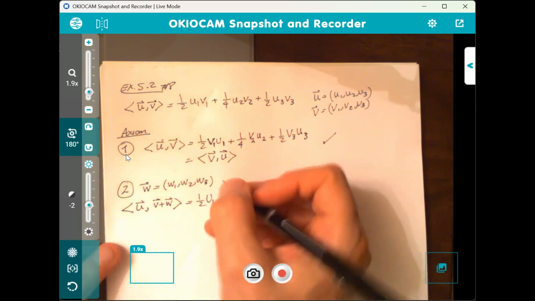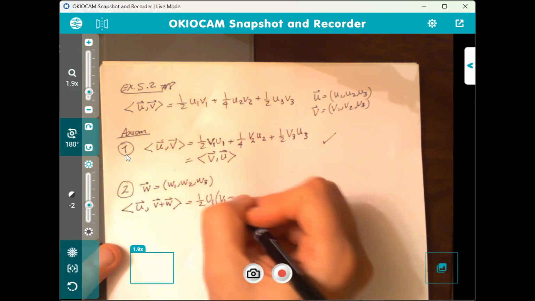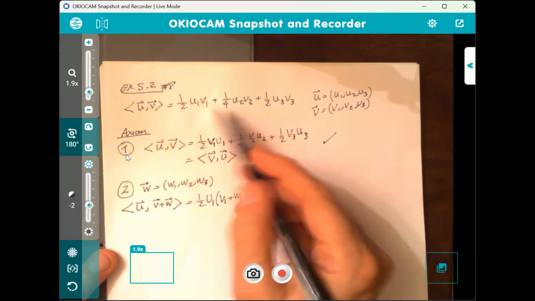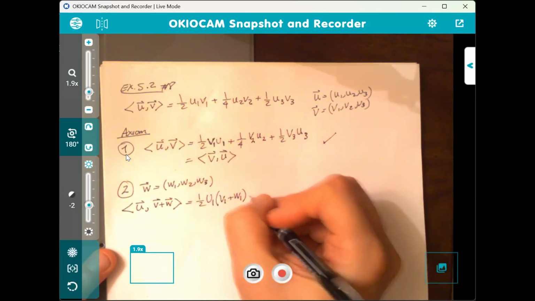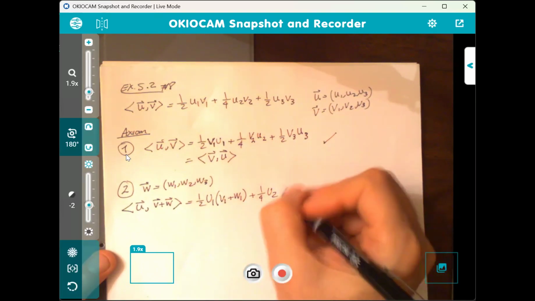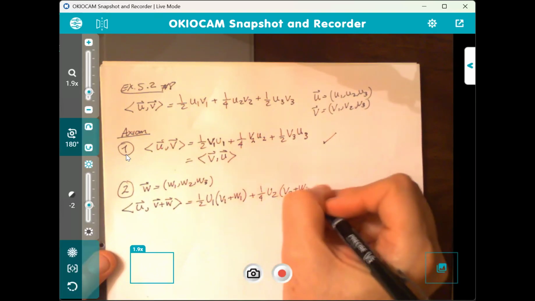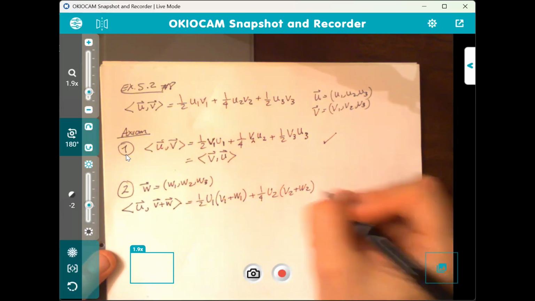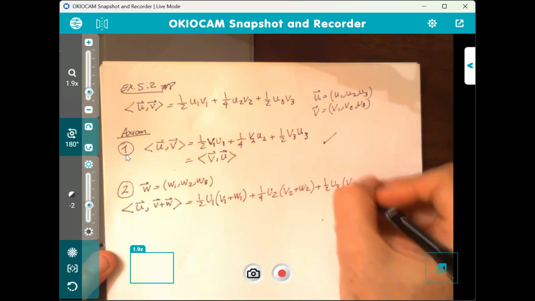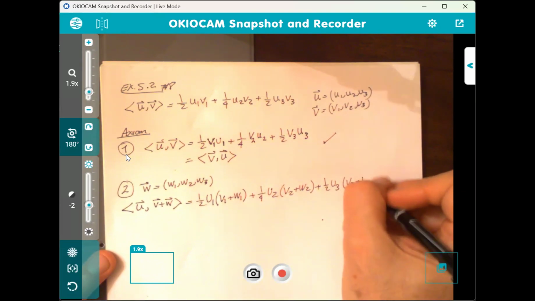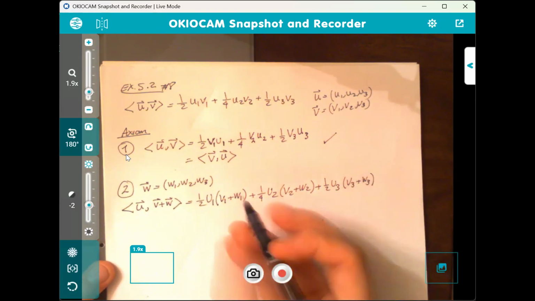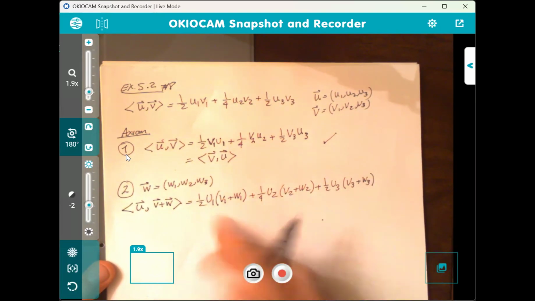First component of u times first component of the sum vector, right? That's u1, v1 kind of up here. And then it's going to do 1/4 second component of u times the second component of the sum vector. And then it's going to be 1/2 u3 times the third component of the sum vector. And there you have it. Now, the rest is just manipulating what you see on the right side.